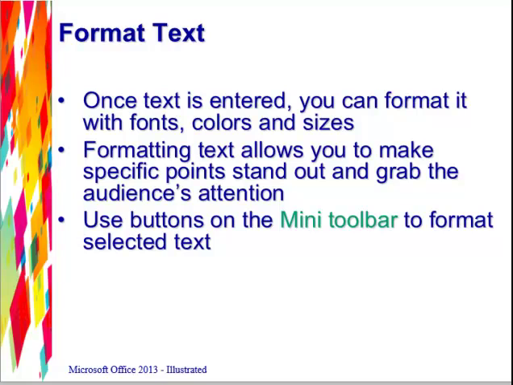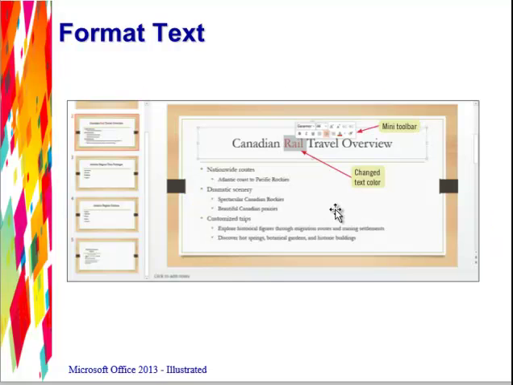Now we're going to talk about formatting text. Once the text is entered, then you can go in and format the fonts, color, sizes. It allows you to grab specific points and have them stand out. You use the buttons on the mini toolbar to format the text. So if we go here, you can see that the mini toolbar pops up over the window. They've popped out of outline view and gone back to slide view.